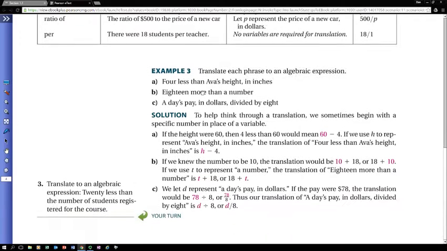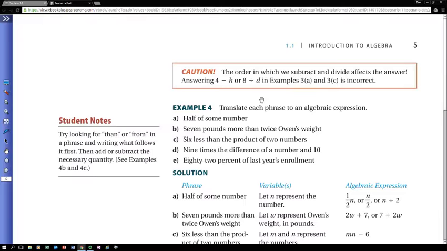So they go through some examples here, just translating these things. Also, they point out this less than thing right here that I talked about earlier, because this is a very common mistake. And you'll run into things in the book where it'll say caution, like this right here, where it says the order in which we subtract and divide affects the answer. In other words, another way to say that, but they don't say it this way because we haven't covered the property, is the commutative property does not work for subtraction or division. Okay.